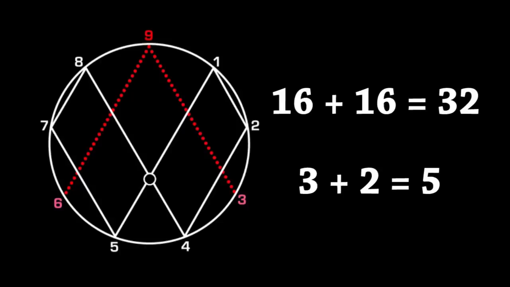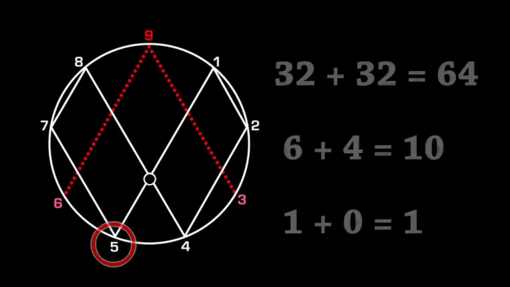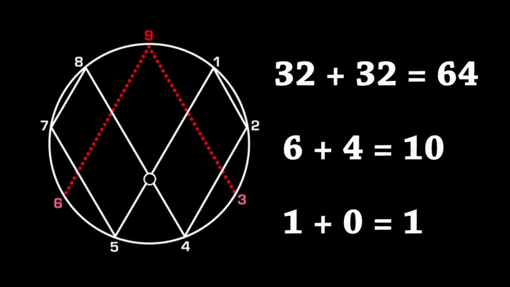Doubling 16, we get the number 32. And after reducing 32 by adding the 3 and the 2, we get 5, which is the next number connected to the 7. When we double 32, we get 64. We then reduce that by adding the 6 and the 4, which gives us 10. So we reduce that by adding the 1 and the 0, leaving us with 1. And we're back where we started. So there's a parallel between 64 and 1 when it becomes whole again, or a single unit.